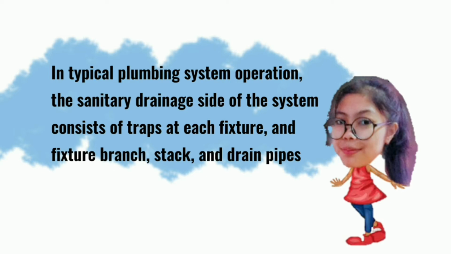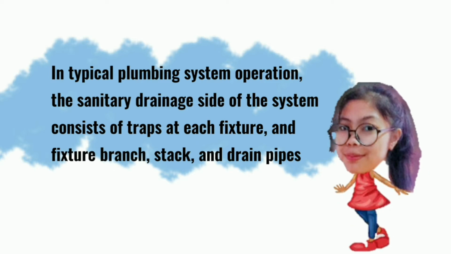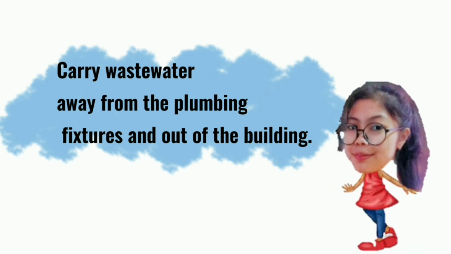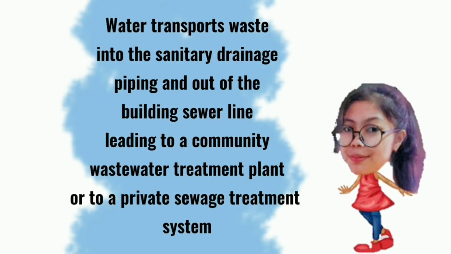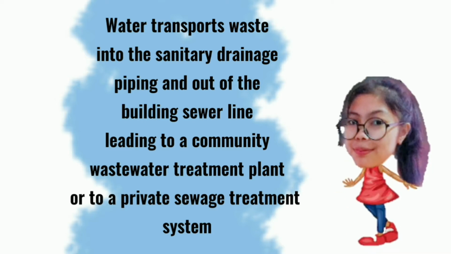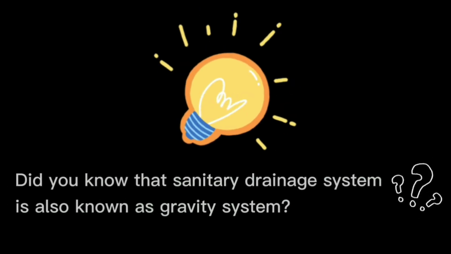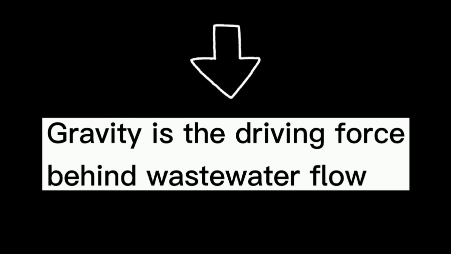So, these are the essential components of our sanitary drainage system that we will later on discuss in this video. These components carry wastewater away from the plumbing fixtures and out of the building. Water transports waste into the sanitary drainage piping and out of the building sewer line, leading to a community wastewater treatment plant or to a private sewage treatment system. Dagdag kaalaman, alam mo ba na ang sanitary drainage system is also known as gravity system? This is because gravity is a driving force behind wastewater flow.